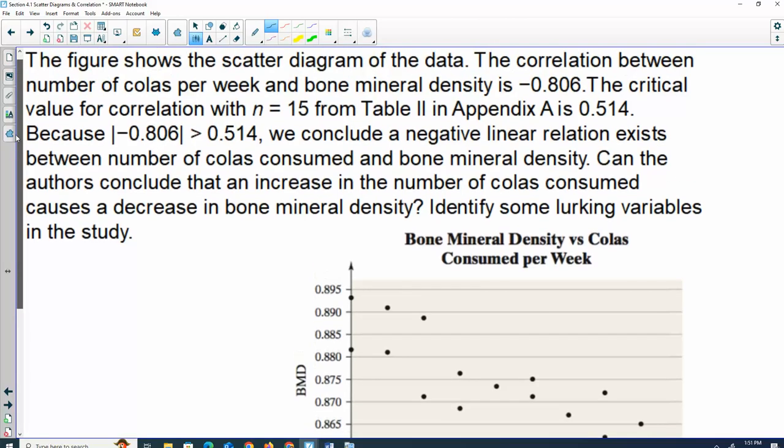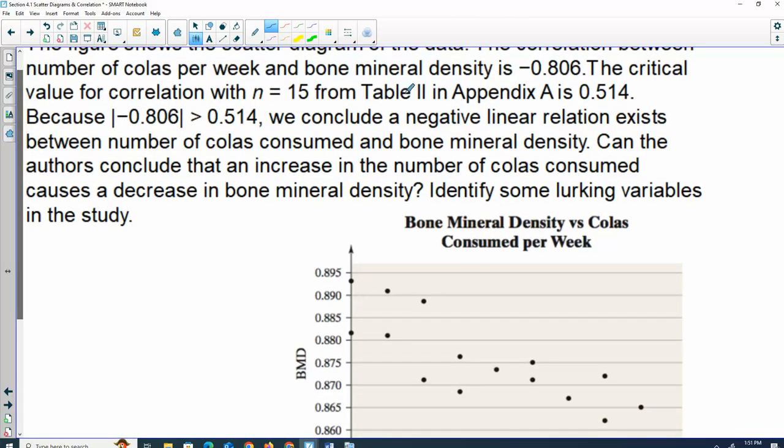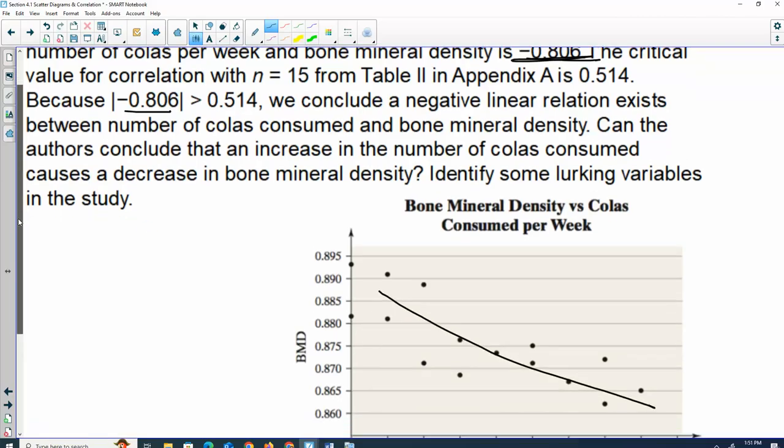I went ahead and made it for you. So this shows I did my r and I got a negative 0.06. If I look at my table 2, I had 15 women. What's my critical value when n is 15? 0.514. All right, so that's bigger than 0.514, so that would tell me there is a linear relationship. It's negative, so it's decreasing. So the more soda you drink, the lower your bone density.